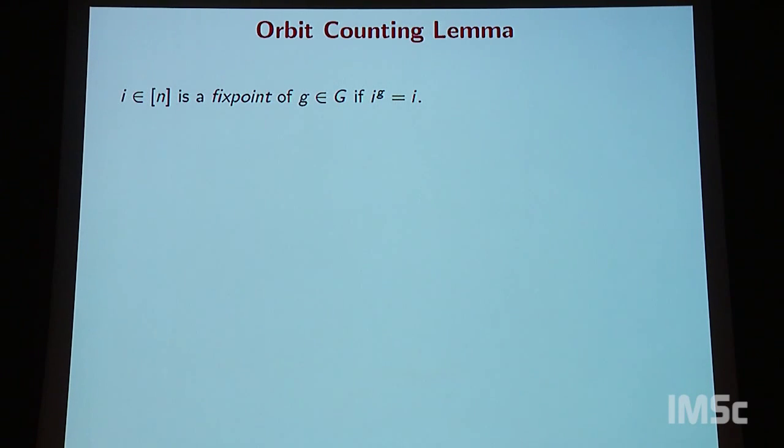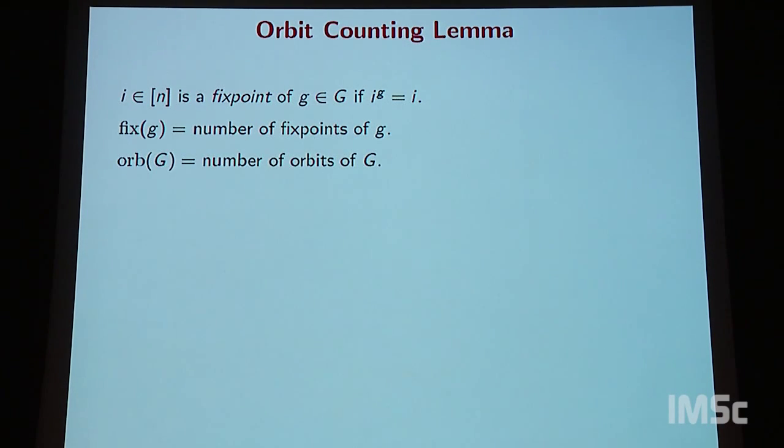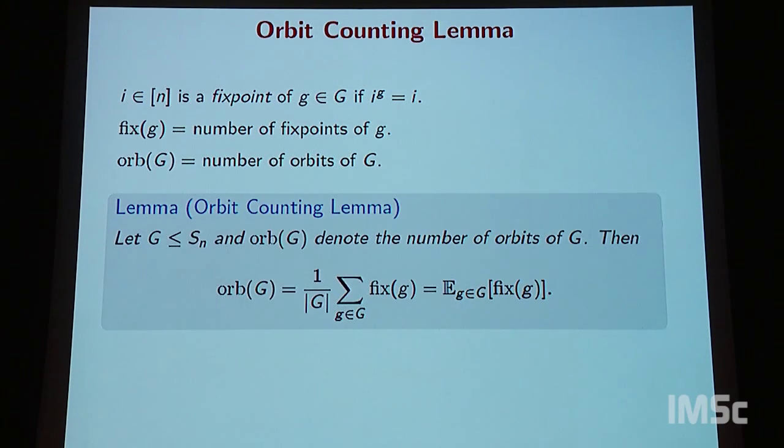Okay. Now I move on to a different topic. I want to recall the orbit counting lemma. Before that, remember that a fixed point of G is a point that's not moved by G. Fix of G is the number of fixed points. Orb of G is the number of orbits. And this is the orbit counting lemma. The orbit counting lemma simply tells you that if G is a subgroup of Sn, the number of orbits is the average of the number of fixed points.